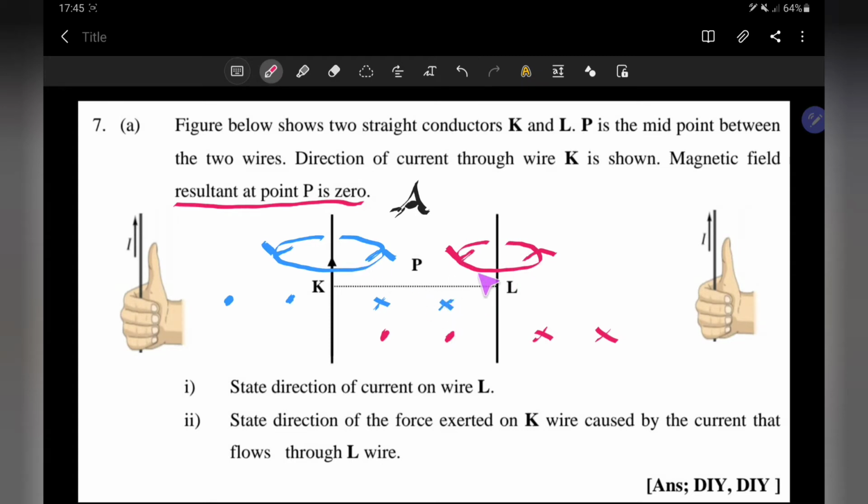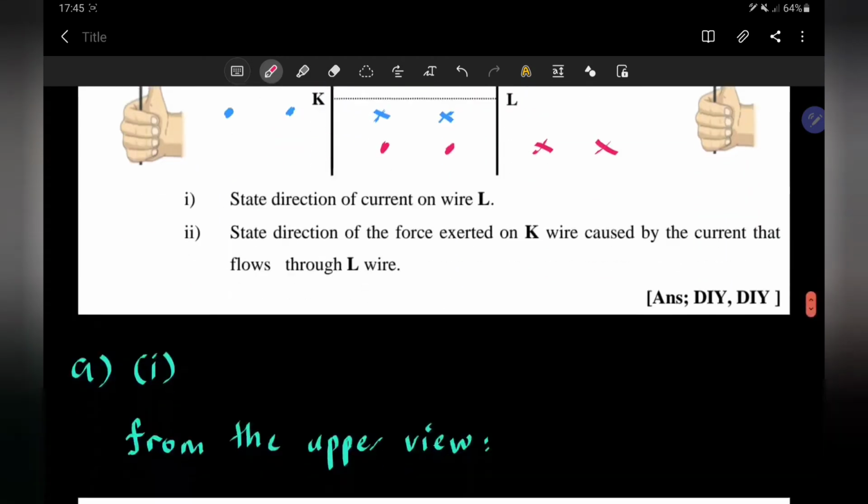So to make it out of the page here and into the page here, based on our right hand grip rule, the current must be directed upwards, so that B at this side is directed out of the page, and at this side it is directed into the page. So out and in, they may cancel each other. By cancelling each other, the resultant at P equals 0. So to have this, the current must be directed upwards. So this is the way to explain it.